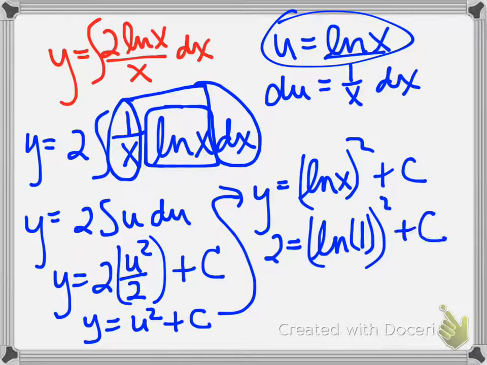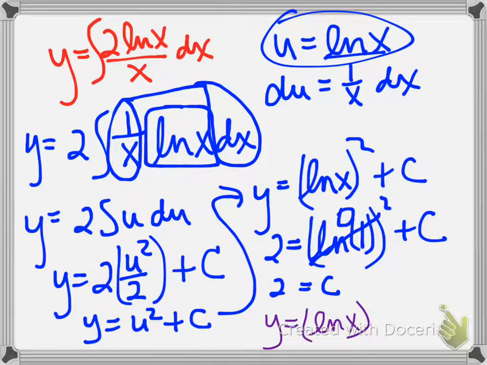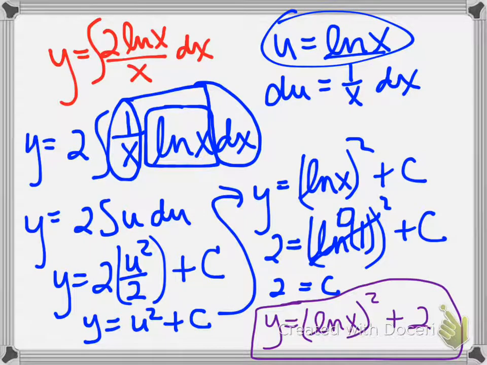Hopefully some of you see where this is going, because what is the natural log of 1? It's 0. Doesn't matter if we square it or not, it's still going to be 0. So c is going to equal 2. So what is my full, complete, particular solution? y equals (ln x) squared plus 2. Leave yourself a lot of room as you're working these problems.